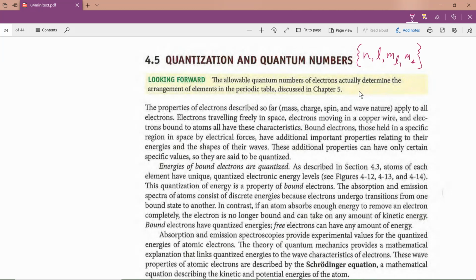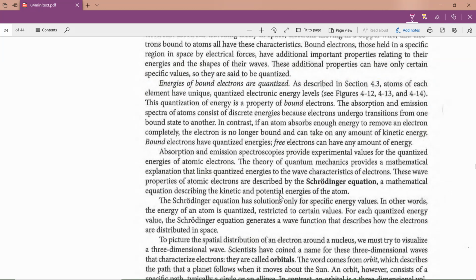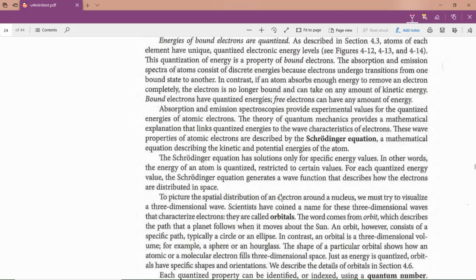The properties of electrons described so far apply to all electrons. Electrons traveling freely in space are bound to all these characteristics. Bound to atoms have these characteristics. Bound electrons have additional important properties related to their energy and their shape. Only certain specific values, those are quantized values. We start with energy, and there are only certain permitted values for a bound electron. Free electrons can have any one.